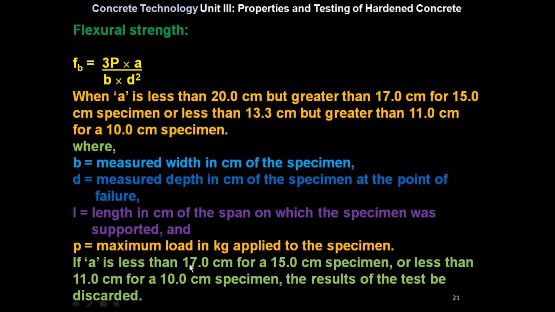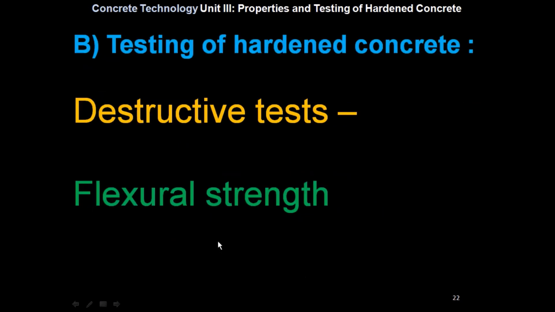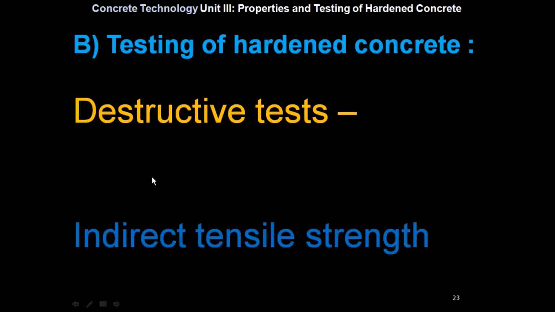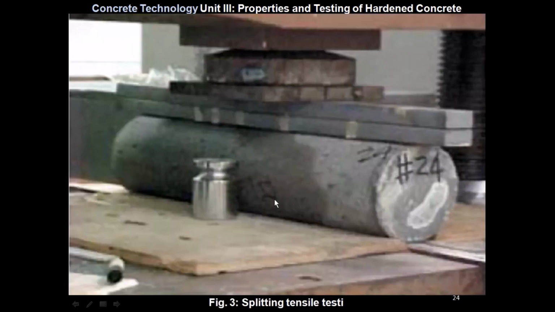If a is less than 17 centimeter for 15 centimeter specimen or less than 11 centimeter for 10 centimeter specimen, the result of the test is discarded. So we have seen the destructive test, flexural strength. Now we will see another destructive test, that is indirect tensile strength.